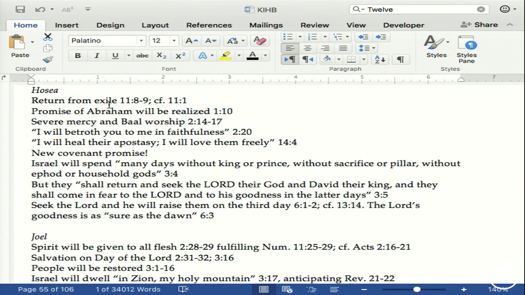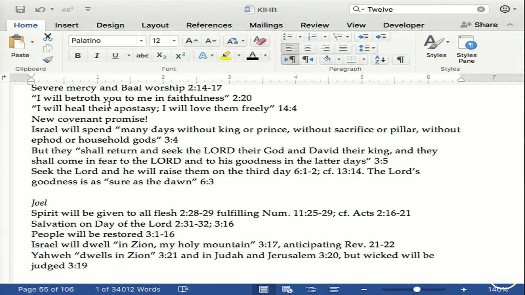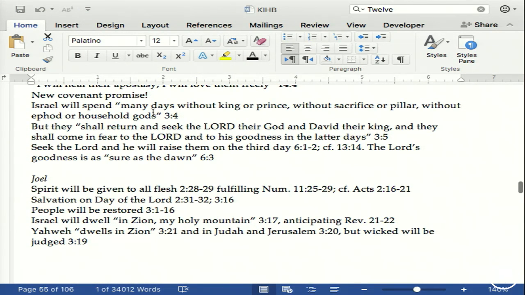We really see the new covenant here, don't we? "I will betroth you to me in faithfulness. You'll be my faithful wife. I'll heal their apostasy." That's the new covenant, isn't it? "I will love them freely."